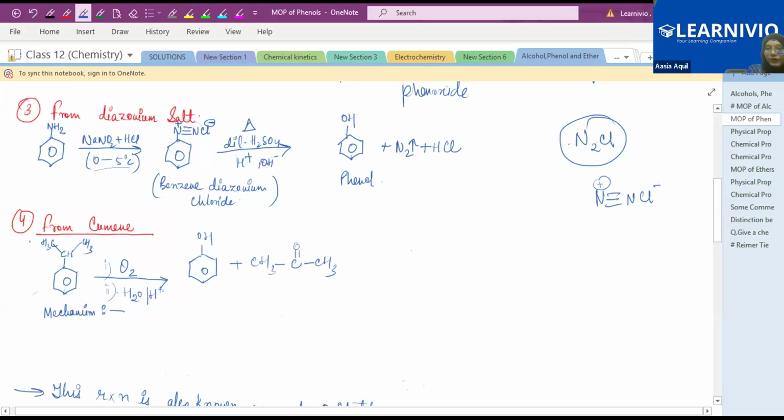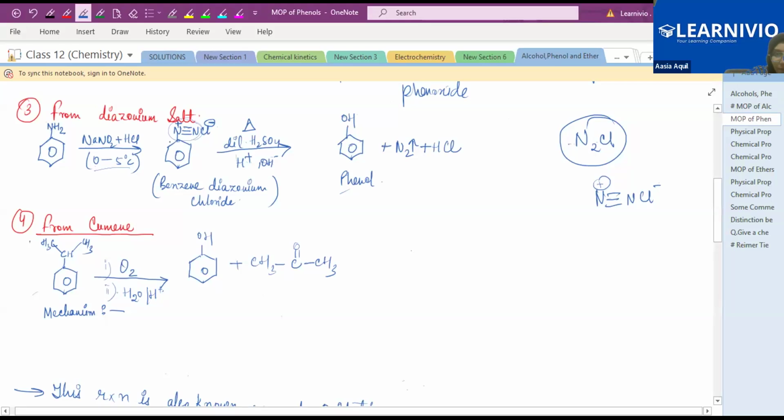And further, when you treat it with dilute H2SO4, dilute sulfuric acid, it will give you H plus and OH minus, right? And this N2 is a good leaving group. This N2 is a good leaving group, so it just leaves, and you will form a phenol. This whole thing will get removed and you will get an OH. So the benzene diazonium chloride, when you put the dilute H2SO4 and provide some heat, it will give you a phenol plus N2 plus HCl.